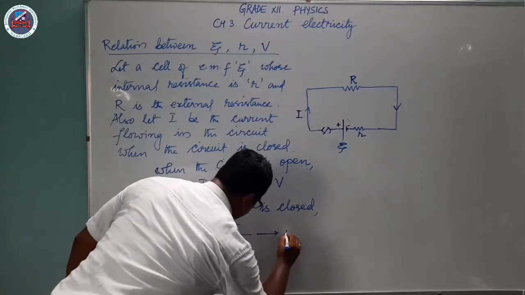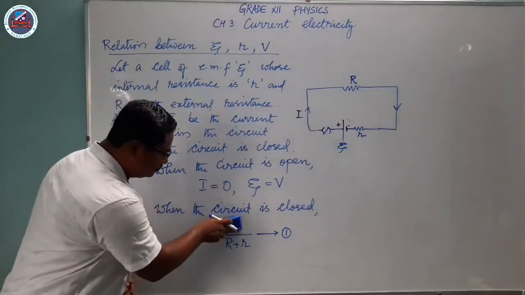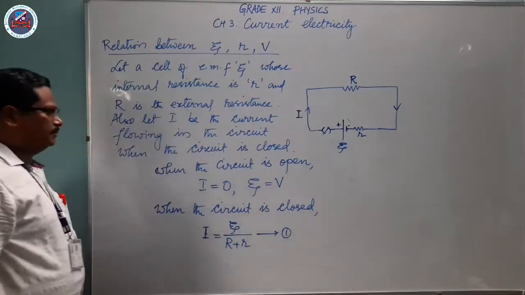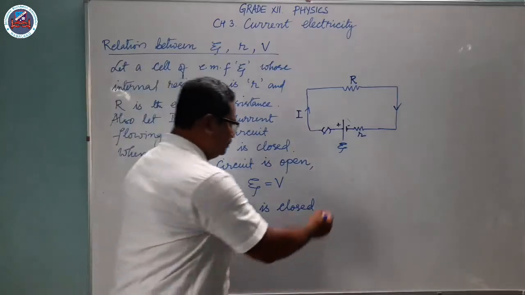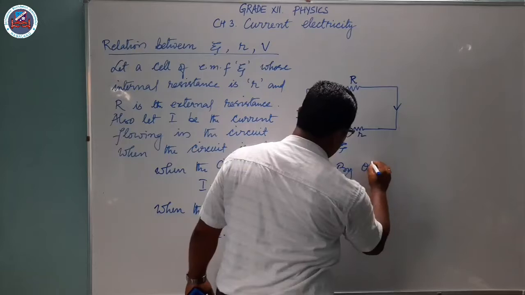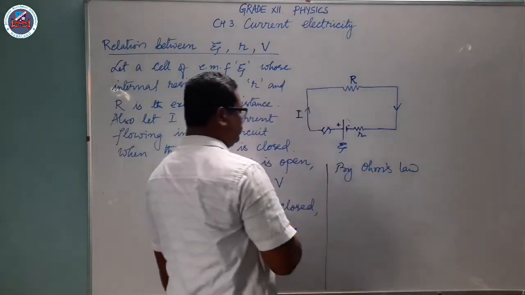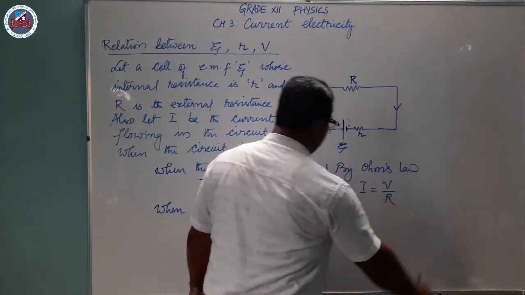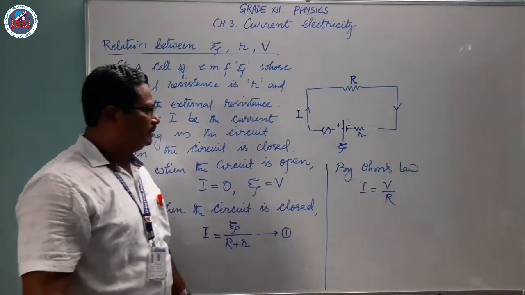Let me mark this equation number 1. But here the symbol for EMF, we are taking it as epsilon. Now, we know by Ohm's law, current I is equal to V by R. In Ohm's law, we don't take into account the EMF of the cell.